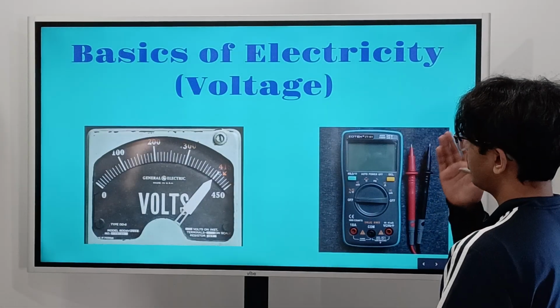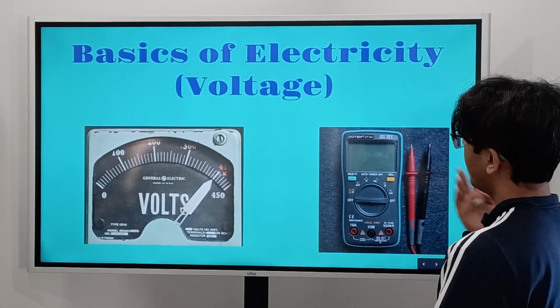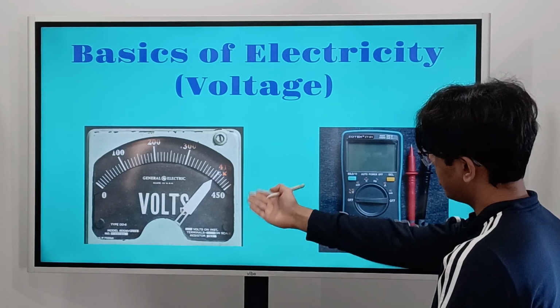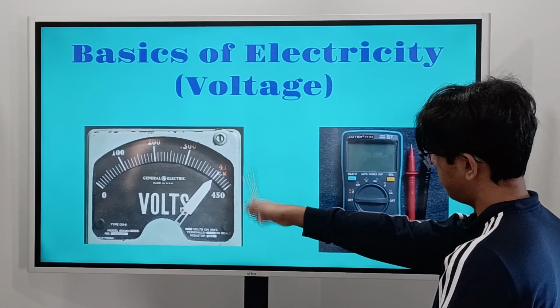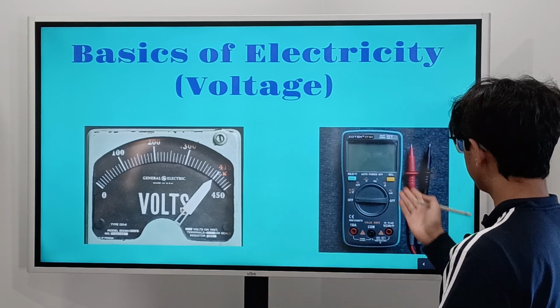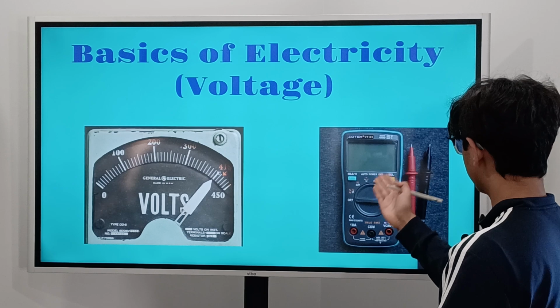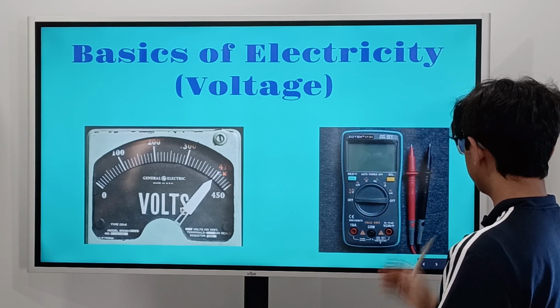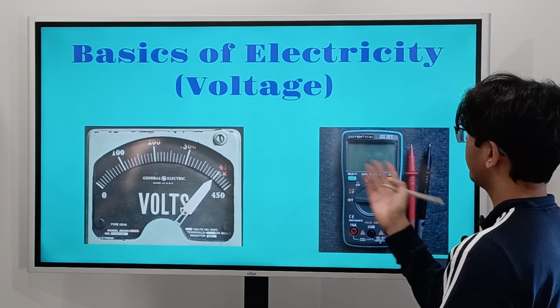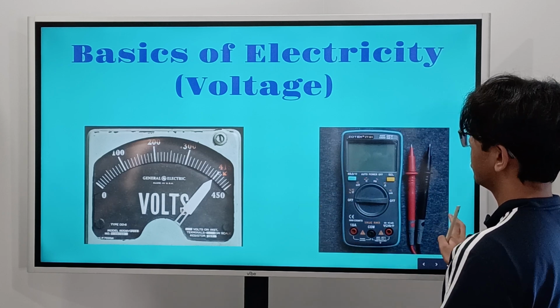We're going to be covering the basics of electricity, and in that topic we're going to be looking over what voltage is. Here we can see a voltmeter, which is a meter that measures voltage. Here is a multimeter that can measure different things, such as voltage, ohms, which is resistance, amps, which is the current, and many more. So these are the two different things that you can use to measure voltage.